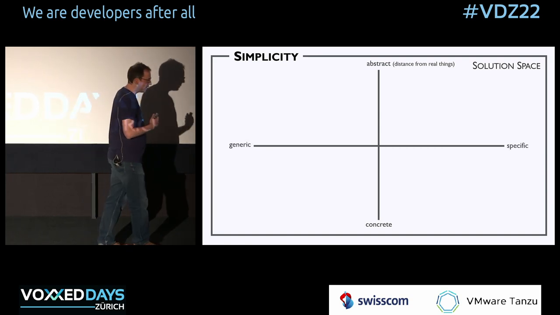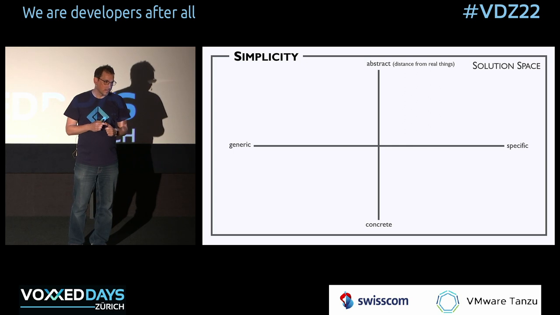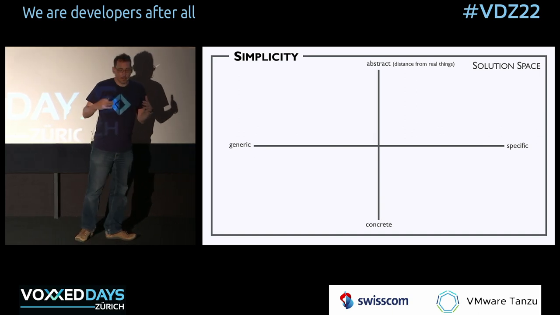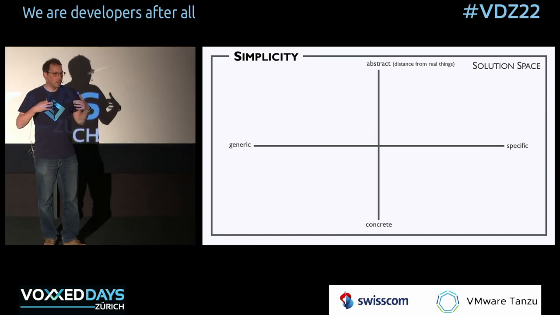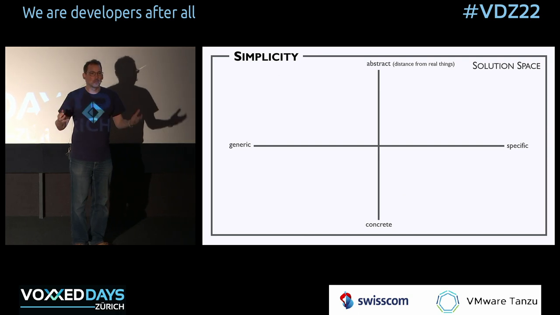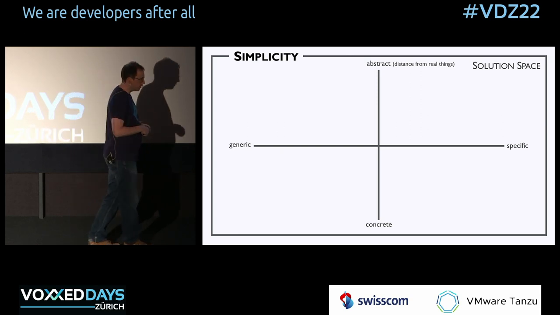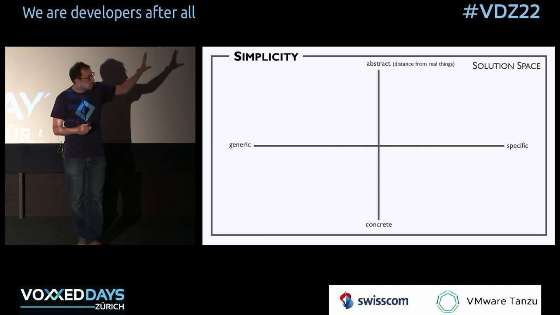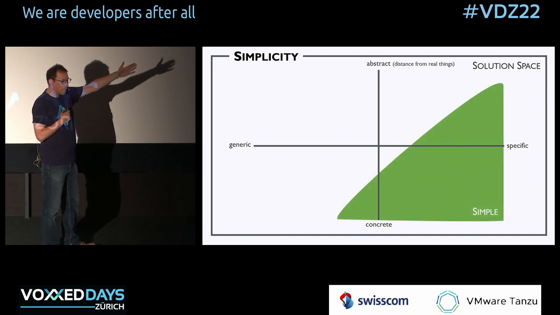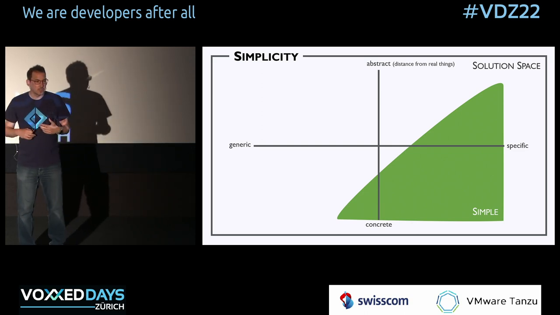On the horizontal axis, I have specific solutions. That's a solution for exactly one single problem. And on the left, I have generic solutions. That's a solution I can apply to a lot of different problems. For example, the Java-based libraries and .NET-based libraries are very generic. They allow us to build all the software that we build. They have to be generic. But there are some drawbacks with genericity. Now, if I look at all this space, where do I want my solution to be so that it's easy? It's probably on the bottom right. Things that are concrete and specific are much simpler to understand than things that are generic and abstract.